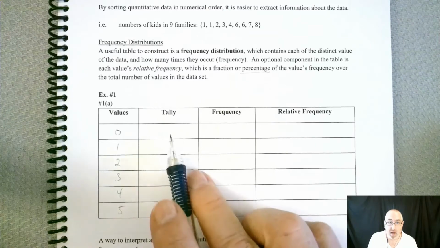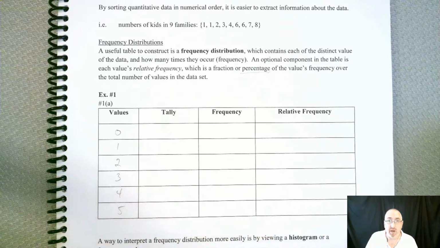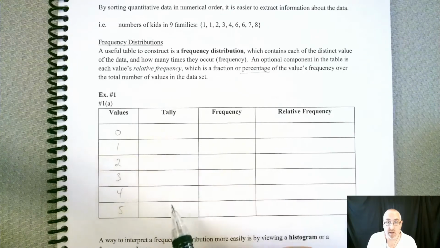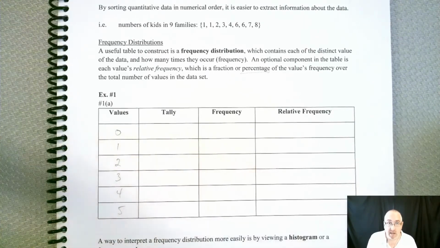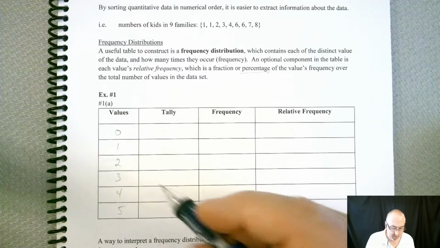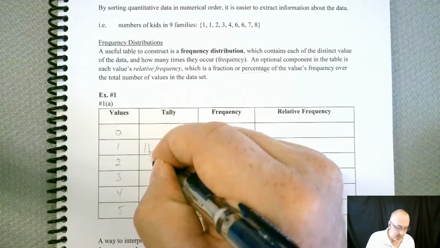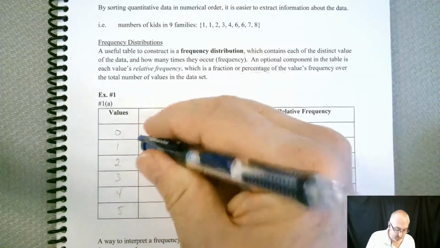Now the tally column is an optional column. You don't necessarily see those in a frequency distribution, but when you're creating your own, it's not a bad thing to have those in your table, because all you're going to use this for is just to count and keep track of how many instances of each of those values you see. So if you go down the list, you can just say, okay, I see a 1, I see another 1. If you have your textbook open, you can see this as well.